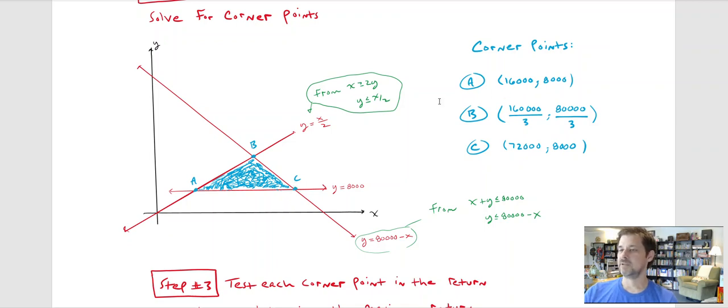Real quick, I won't solve for all of them because I've talked about how to do that in other videos, but maybe let's solve for B. How would you figure out where this corner point B is? That corner point B is the intersection of the line x over 2 and the line 80,000 minus x. So you would solve for that by setting these equal to each other. That's the procedure as explained in other videos. So x over 2, and then I need to set that equal to this other equation, 80,000 minus x.